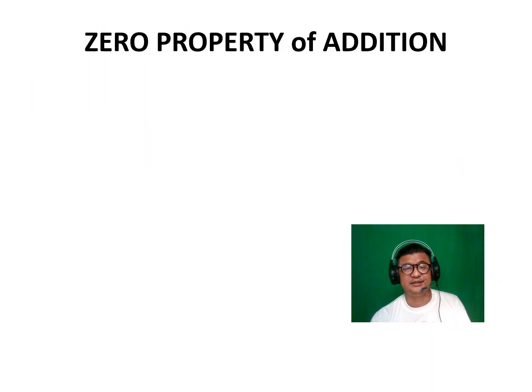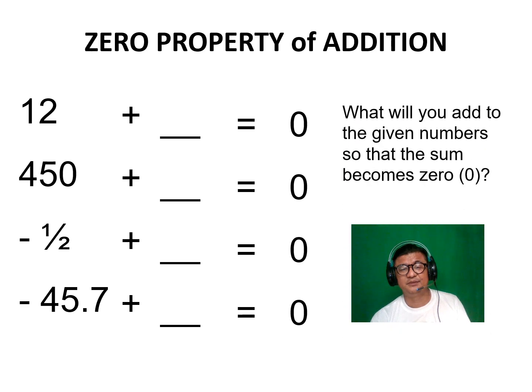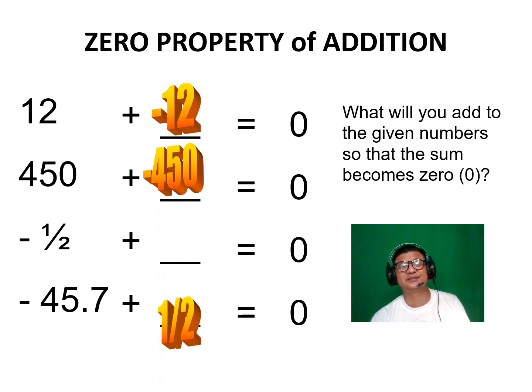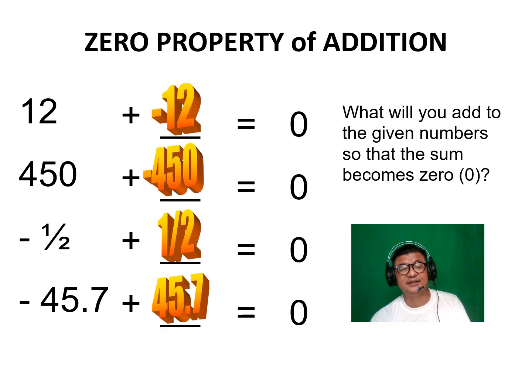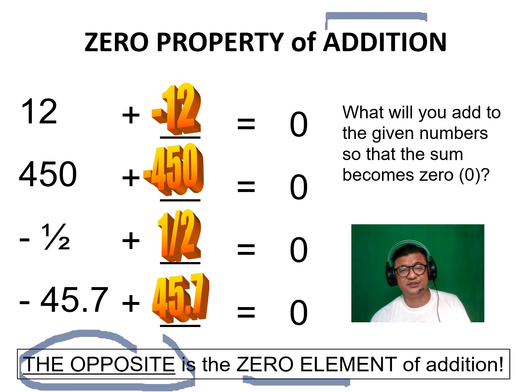Now let's check the following. What will I add to make these numbers 0? Think. All right? Yes, the correct answer is the opposite. Add the negative or the positive of the other number, you'll get a 0. So the opposite will be the 0 element for addition.